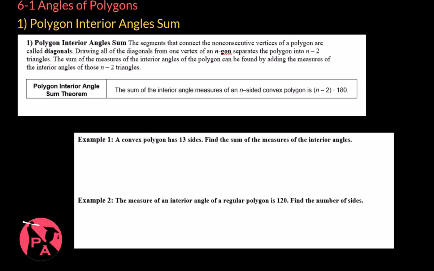Hello everyone, in this video we are going to talk about angles of polygons. The first part is about interior angles. The second part of the lesson is going to be about exterior angles of polygons.